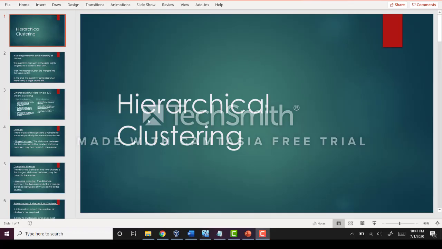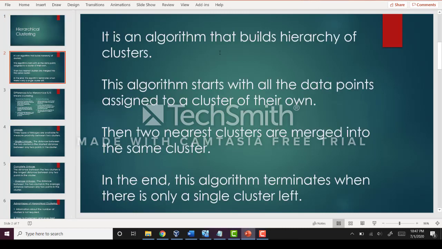Hi all, this video is about hierarchical clustering. It is an algorithm that builds a hierarchy of clusters. This algorithm starts with all the data points assigned to a cluster of their own. Then the two nearest clusters are merged into the same cluster. In the end, this algorithm terminates when there is only a single cluster left.